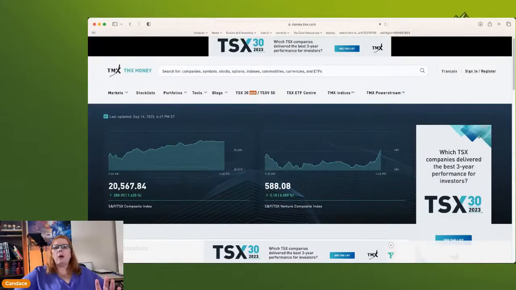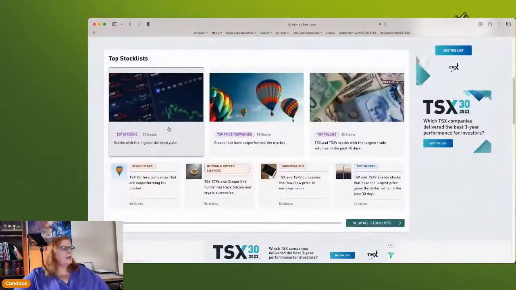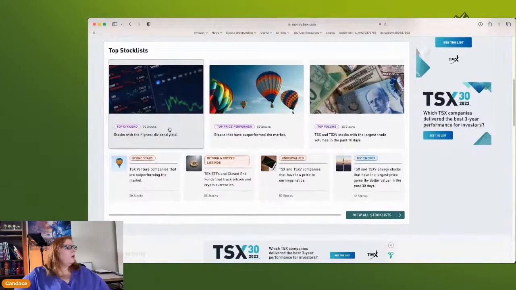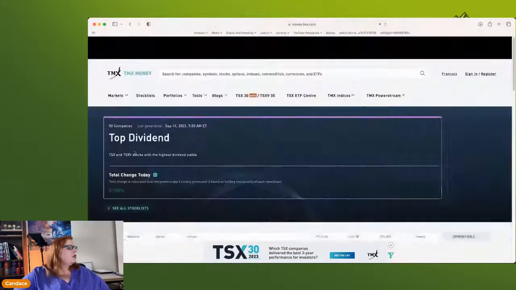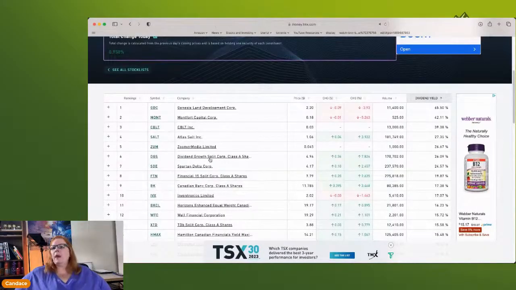Now, most of you probably already know that one of the things you can certainly look at is their top stock lists. And they have one here for top dividends. If you click on that, it'll bring up the big dividend payers, everything from split corps to ETFs to just regular stocks as well. You can see right here, we've got GDC coming in at the top with a dividend yield of 65.50%. That sounds outrageous.